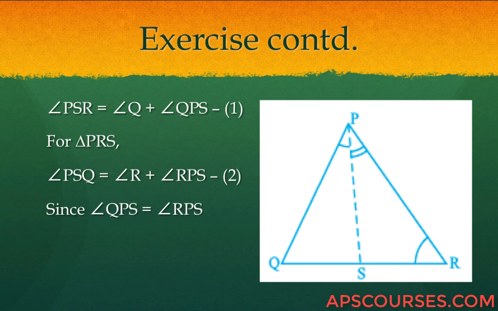And since angle QPS is equal to angle RPS, we know that PS is the angle bisector. And also angle Q is greater than angle R. Therefore, angle PSR is greater than angle PSQ.